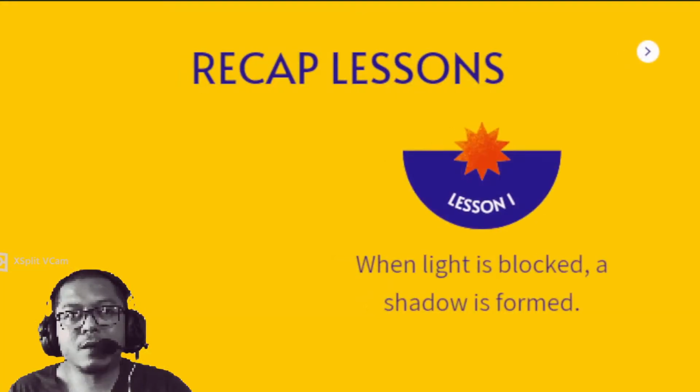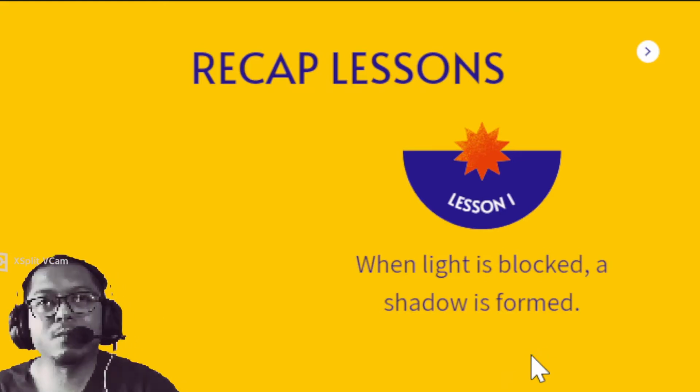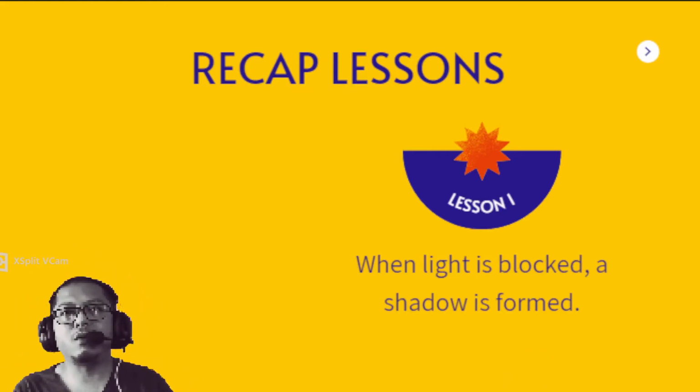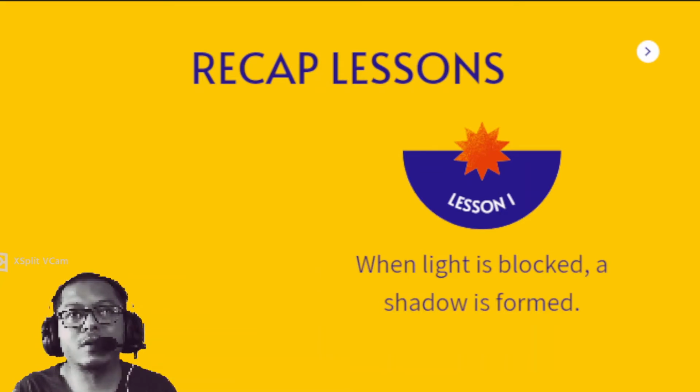Let's recap the lesson. That is, when light is blocked, a shadow is formed. Light means any source of light: the sun, torchlight, fire. And if there's a source of light, then you can make a shadow, or there will be a shadow.